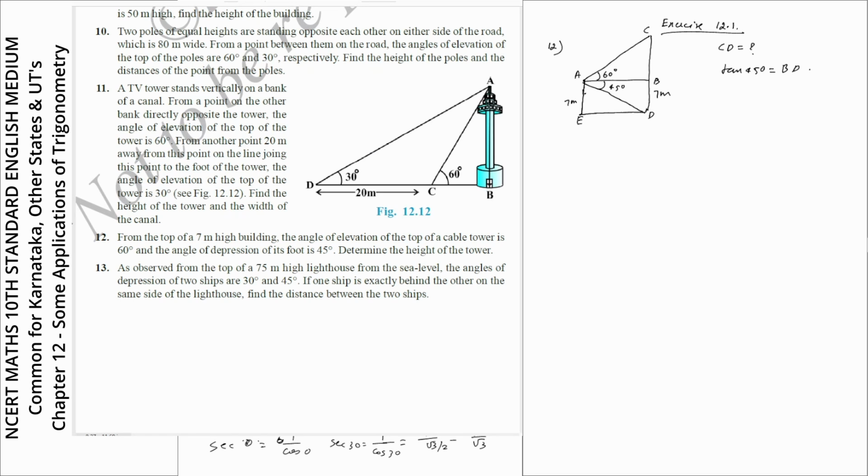With respect to angle A, 45 degree, the opposite side is BD and the adjacent side is AB. So tan of 45 degree, what is its value? From the chart you can see it is 1. So 1 is equal to BD by AB. When we cross multiply, 1 into AB is equal to BD, and 1 into AB is AB only. So AB is equal to BD. That means AB is also equal to 7 meters.